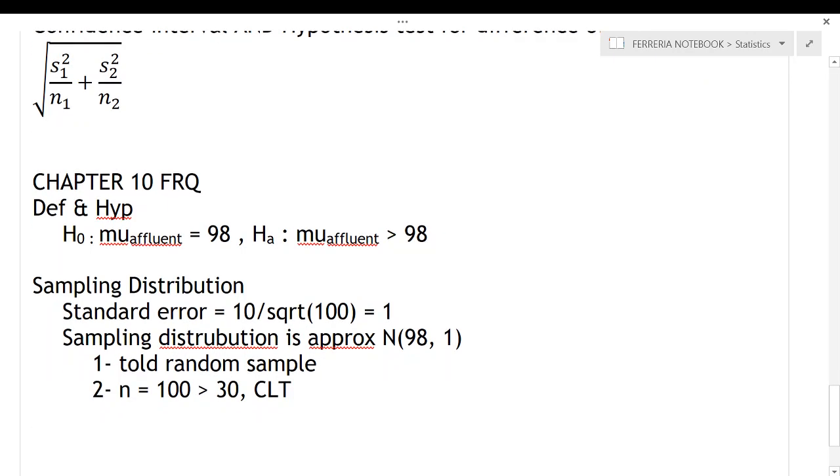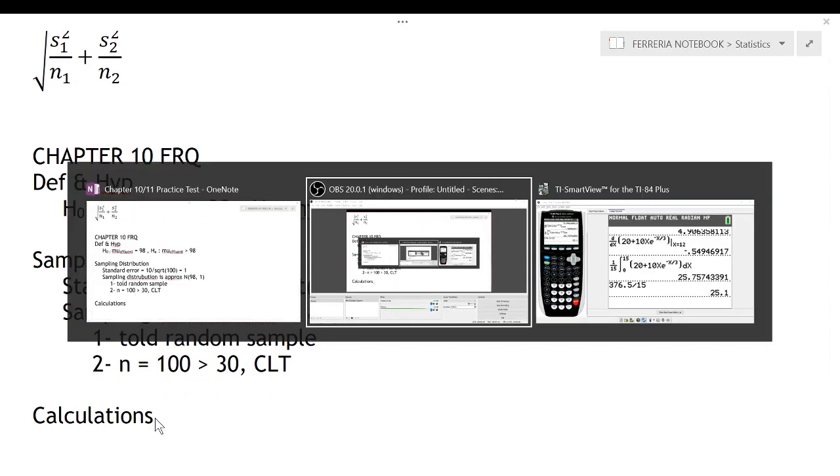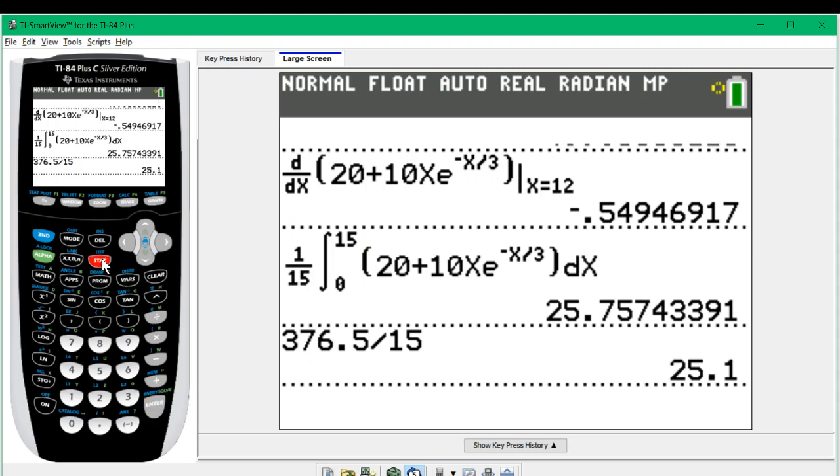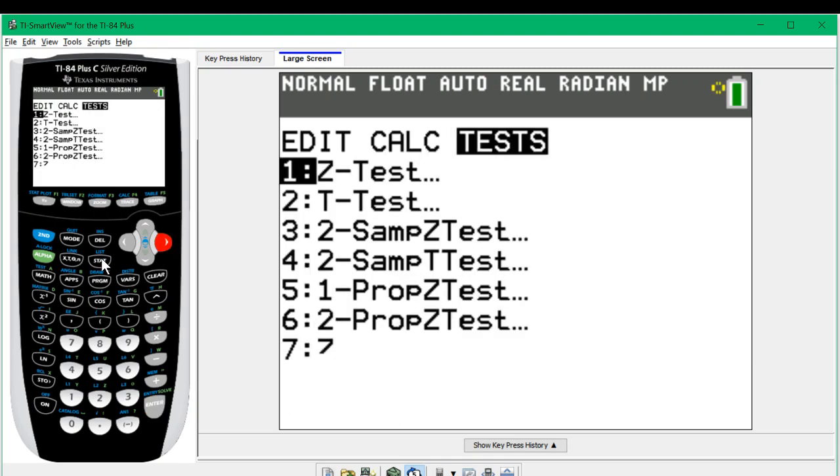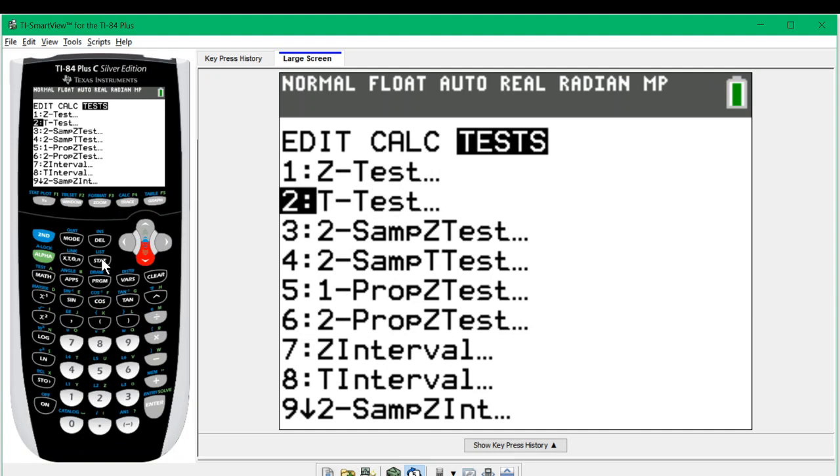Okay, number 3, we're going to do calculations. This is when our friend the calculator comes in. Stat, we already went through this. It's a test, and now is this a z-test or a t-test? A t-test. Do we have the standard deviation of the sample? Yes. That's from the population. It is a z-test.